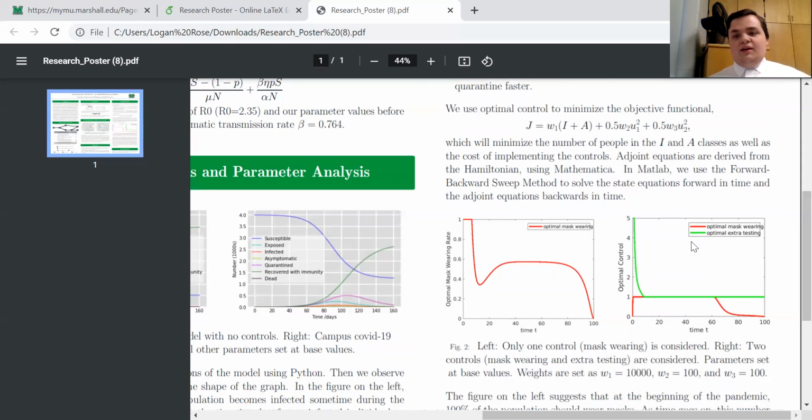And then on the right, we consider both controls. In red is mask wearing, and in green is extra testing. If extra testing is above 1, that means that there is significant extra testing, whereas whenever it levels out at 1, that's just the regular amount of testing. So at the very beginning of the pandemic, there's a lot of extra testing. But as time goes on, this becomes less cost effective, so eventually it drops down until it's just regular testing again.